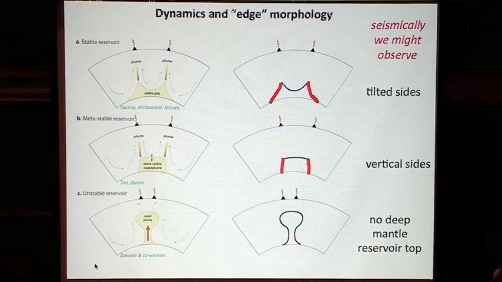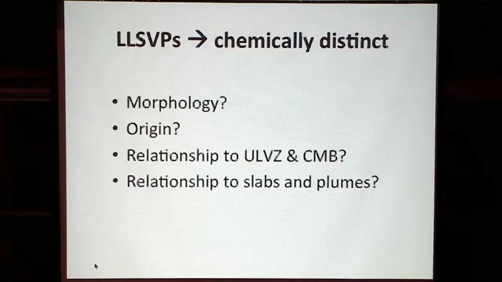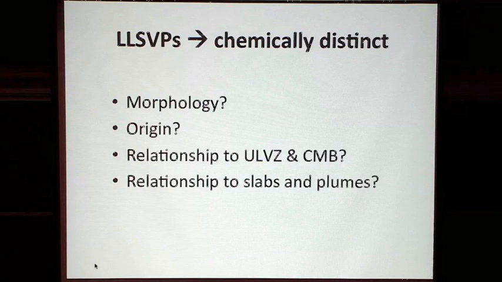So there are a lot of questions regarding these LLSVPs. I don't want to answer all these questions today, and some of them aren't answered yet in our community. But we'd like to know more about the morphology, not just the basal arrangement of it. Many origins have been proposed, which I'll briefly mention. What's its relationship to the core-mantle boundary and ultra-low velocity zones? And slabs and plumes.